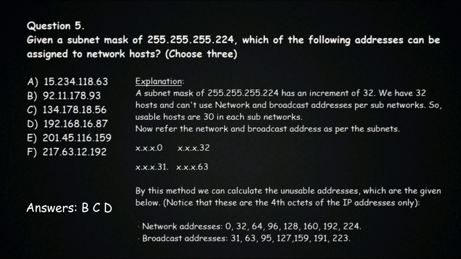As per the subnet mask, the increment is 32. We have 32 addresses and can't use the network and broadcast addresses per subnetwork. So, usable hosts are 30 in each subnetwork. Now refer to the network and broadcast addresses as per the subnets. By this method we can calculate the unusable addresses, which are given below. Notice that these are the 4th octets of the IP addresses only.